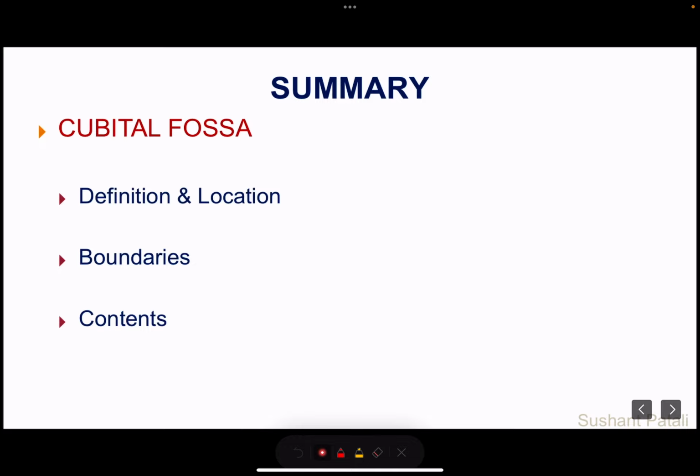So in this video I discussed the location, the definition of the cubital fossa, the boundaries of the cubital fossa, and the contents of the cubital fossa.